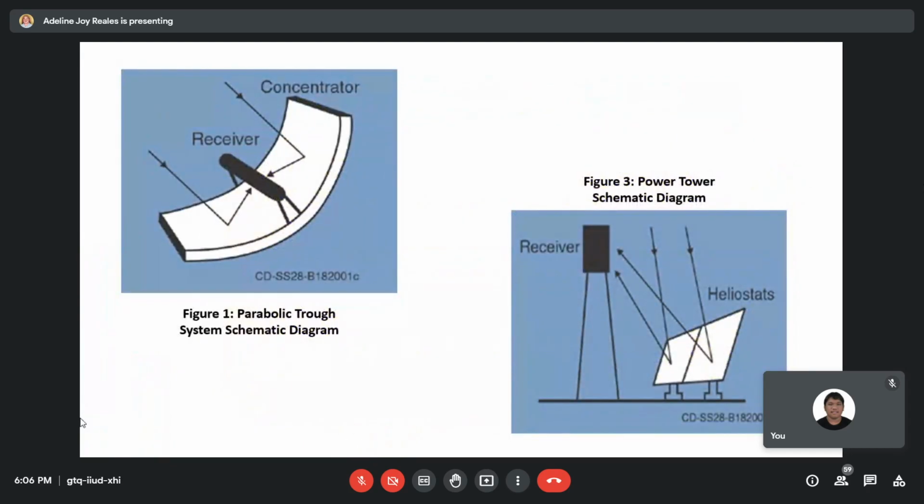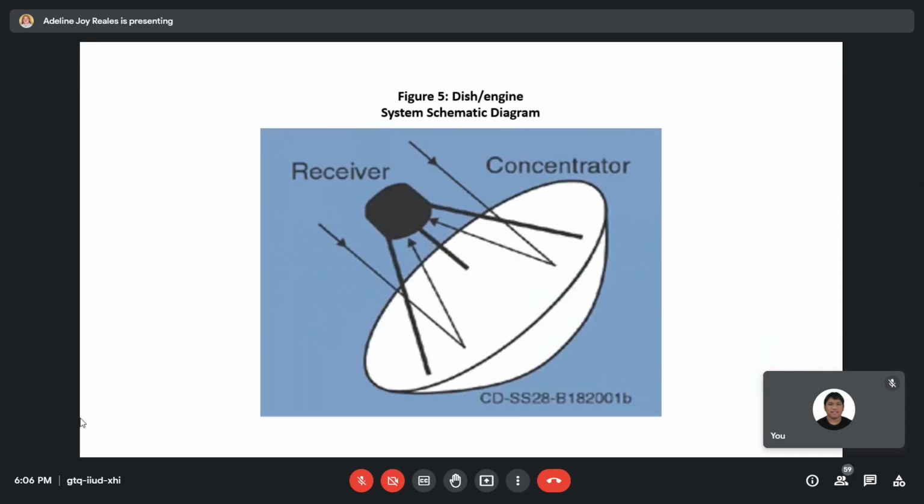Here is the parabolic trough system. Here is the receiver and here are the concentrators. The mirror is in a parabolic shape. And the power tower systems. And here's the figure for the dish engine system.